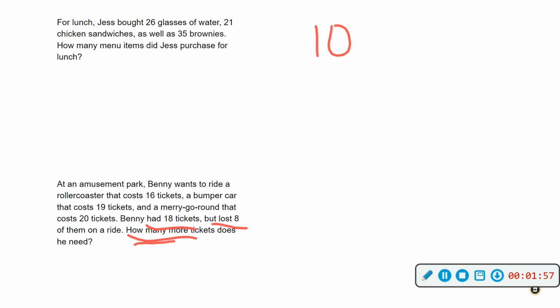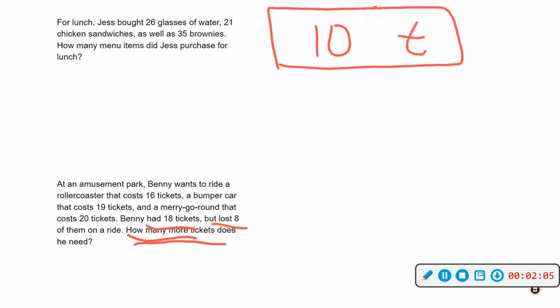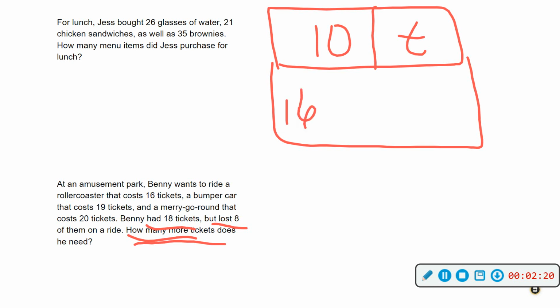Now we're asking how many more tickets does he need, which means if he has some tickets, he's going to need some tickets. So this box is separate from the amount that he's wanting. So we have these two groups. This is the amount that he has, and this is going to be the amount that he needs. So the tickets that he's going to purchase is 16. He's also going to need 19, and he will also need 20 for that merry-go-round.